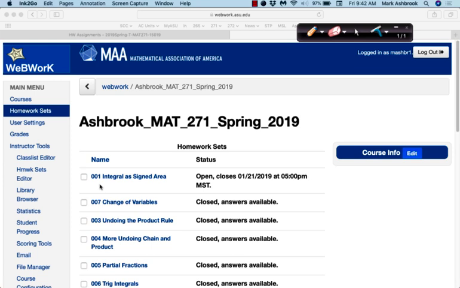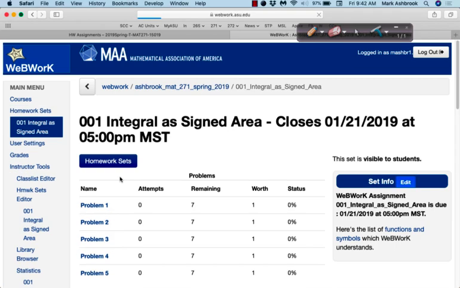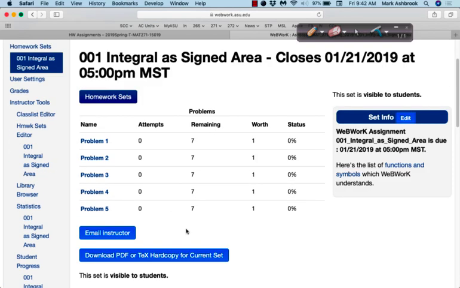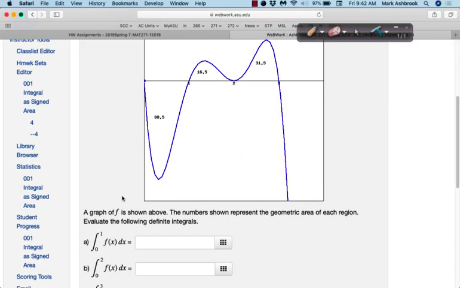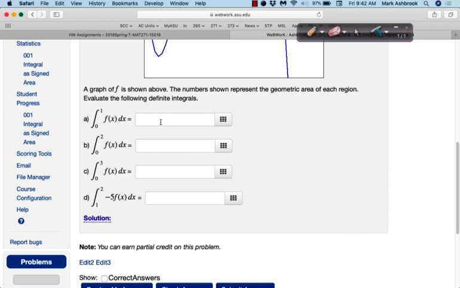Okay, and so you'll see this integral as signed area. That's the first one, so you click on that. These are problems. Notice you have limited attempts. And a big thing I want to show you about these problems is you can enter expressions for your answers.